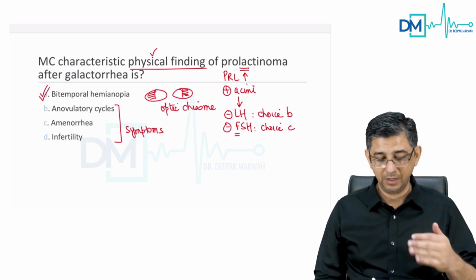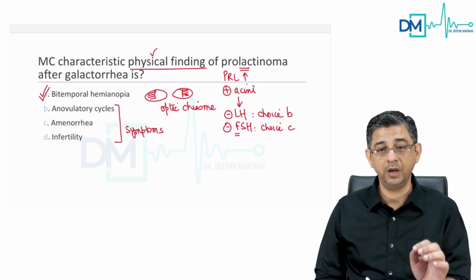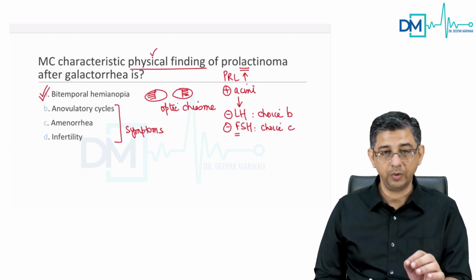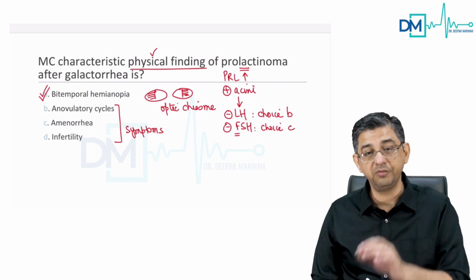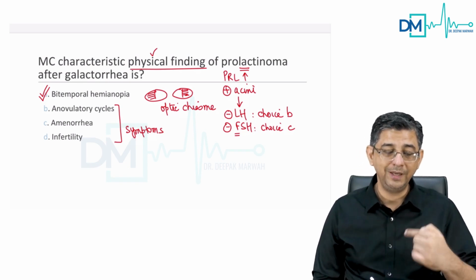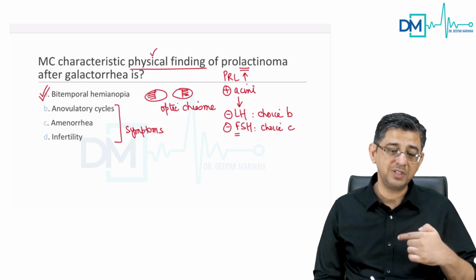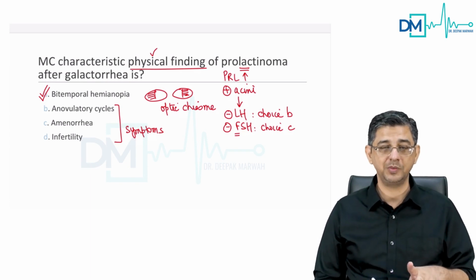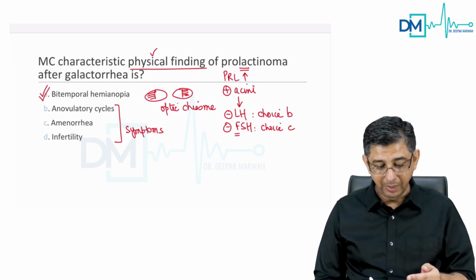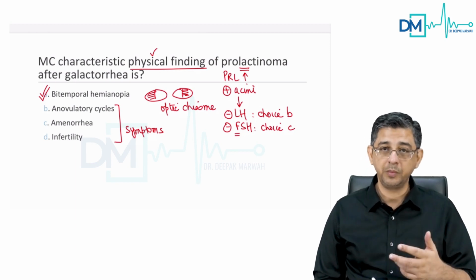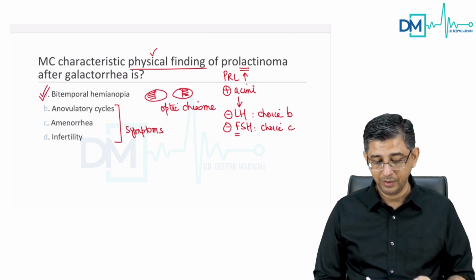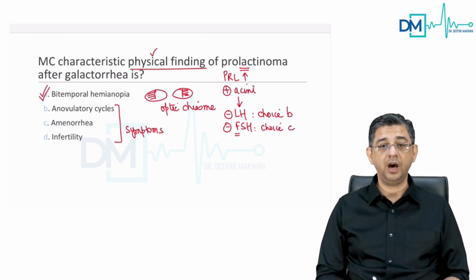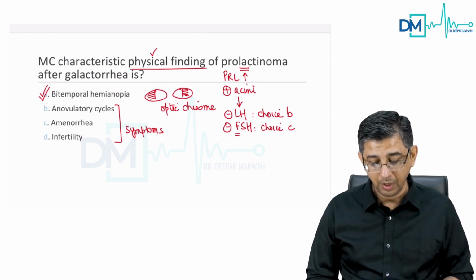But again, I said, you just need to keep your cool and look at what he is asking per se. So reading a question, analyzing like physical finding, word, most common clinical symptom, what is the first step to be done, what is the drug of choice, what is the treatment of choice, there are different aspects. So you need to pick up the words in the question and answer it proportionately to the question. Like in this case, the answer for physical finding after galactorrhea is bitemporal hemianopia.